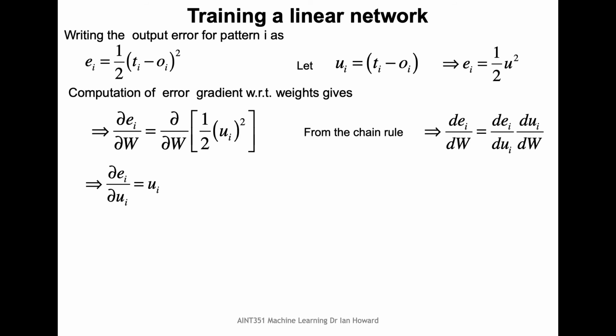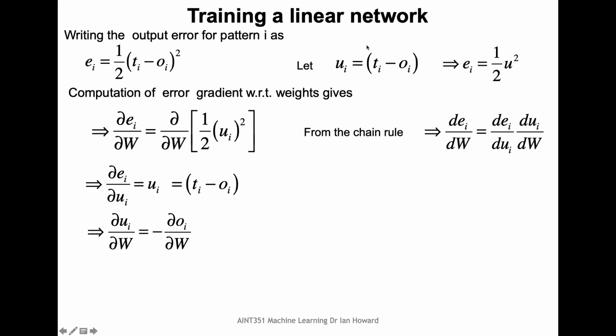And it's easy to calculate these two terms. So dE_i/du_i. Look at E_i here. We've got to differentiate that with respect to u_i. So you end up with a half times 2u_i, right? So the half cancels out, and we end up with dE_i/du_i equals u_i. And then we pop back in what we had in terms of t_i and o_i, right? So that's that term sorted out.